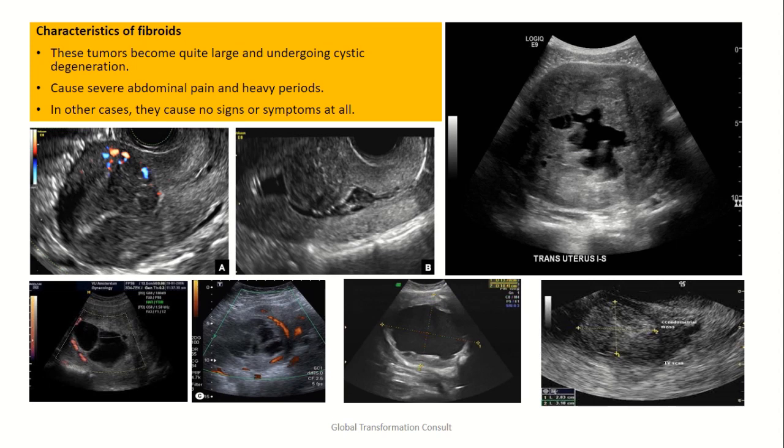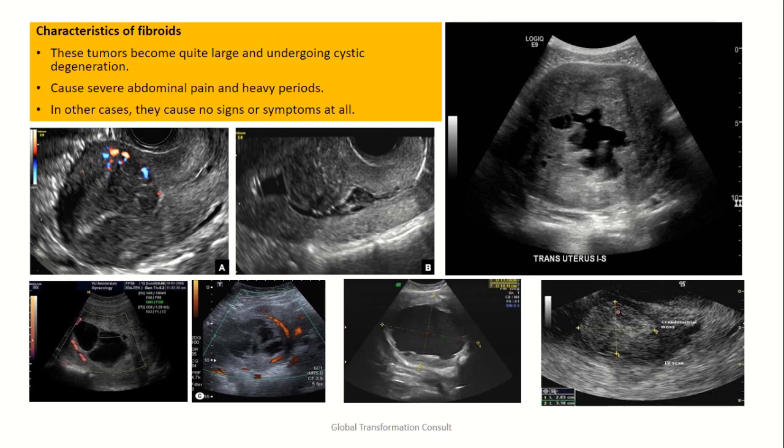These tumors become quite large and undergo cystic degeneration. So these are cystic degenerations of fibroids of different types. Some are malignancies of the endometrium. So you can see this one like this. It's a malignant tumor of the endometrium. So this is an endometrial mass, and it is hyperplastic. So you can see it's well measured. This looks like a fibroid.